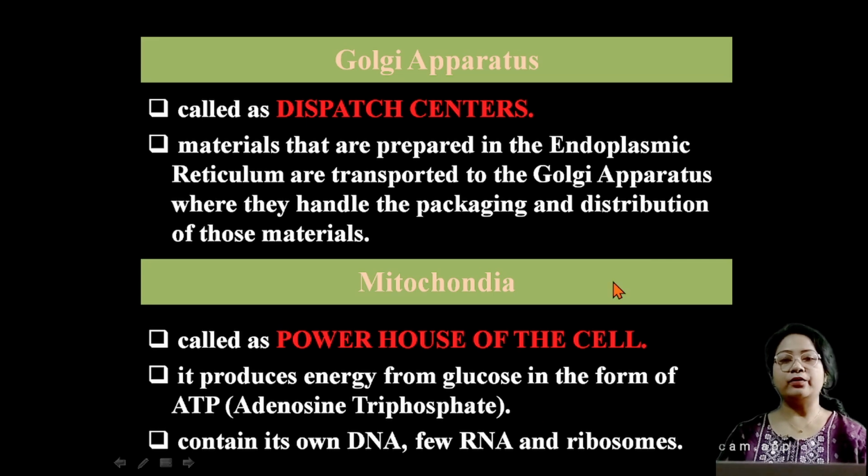So the very peculiar feature of the mitochondria, or powerhouse, is that it contains its own DNA, and also it has a few RNA molecules and also ribosomes in it. So this is the very main feature of the mitochondria. This you have to remember, because it very commonly comes in your exam. Okay.